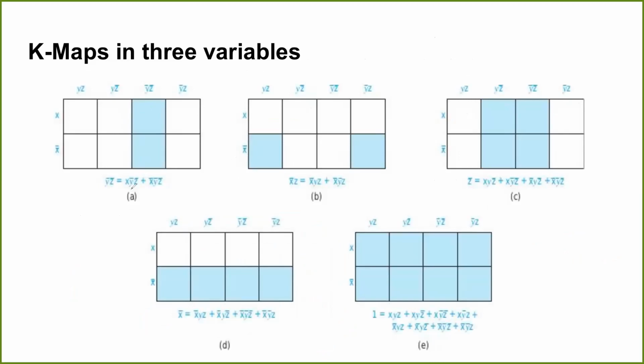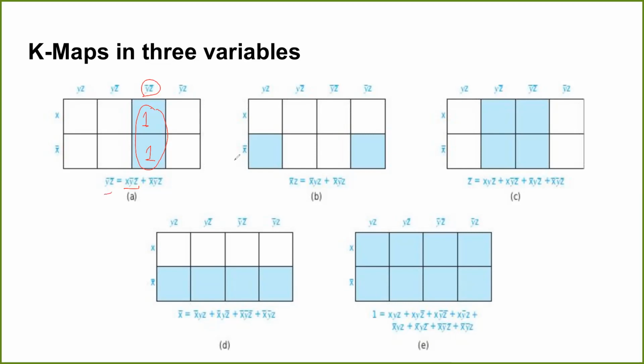So suppose I have two terms, x, y bar, z bar, and x bar, y bar, z bar. Now if you have to use a Karnaugh map, you can simply group them into two cells. And what is the resultant term? x and x bar will negate each other, and the common variables left are just y bar, z bar.